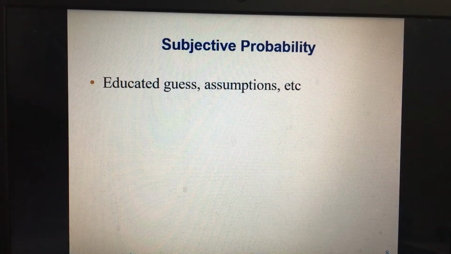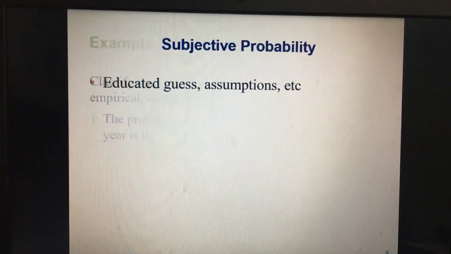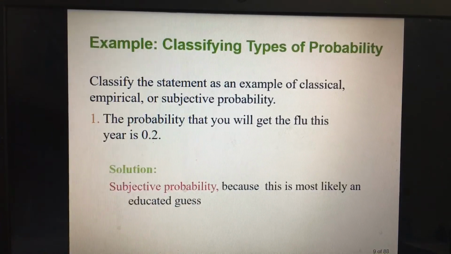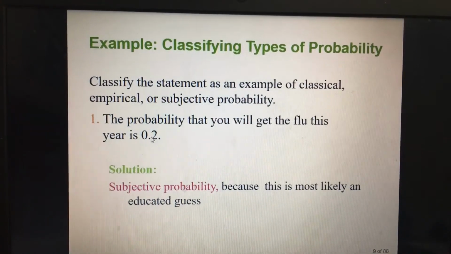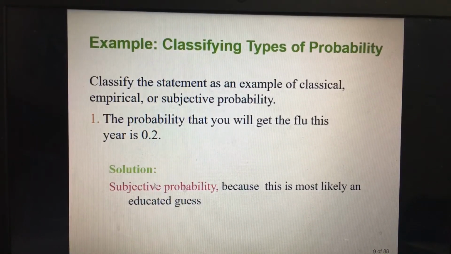Okay? Let's answer a few questions here now based on what I have just explained. It says, classify the statement as an example of classical, empirical, or subjective. The question here says, the probability that you will get a flu is 0.2. I mean, 20%. Well, this is subjective because it is probably based on an educated guess. Okay?